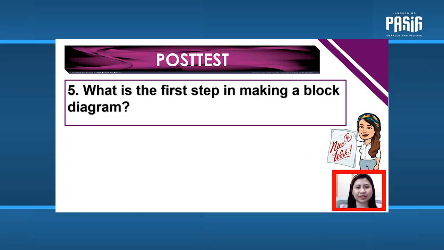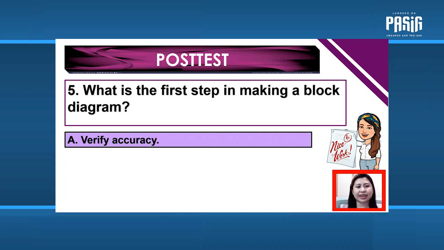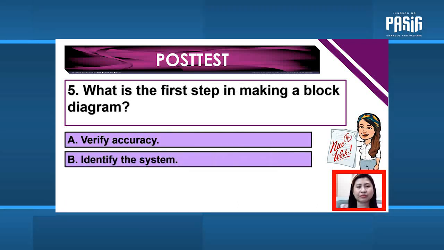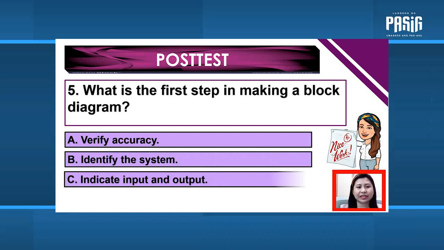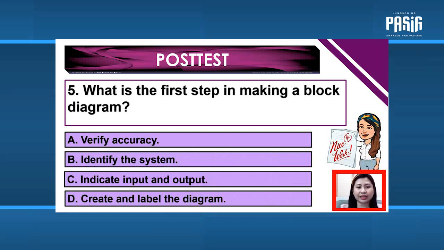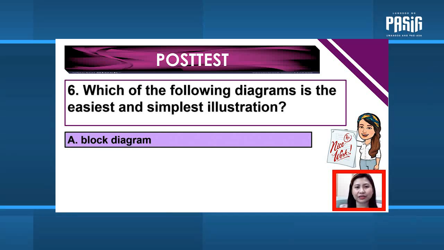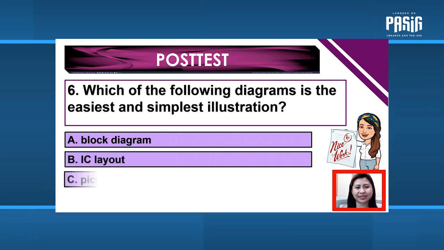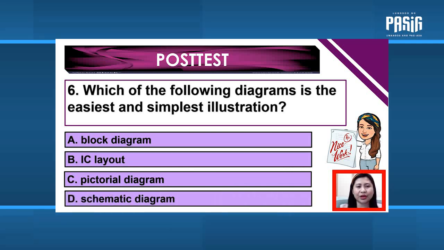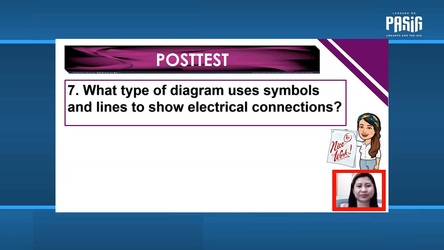5. What is the first step in making a block diagram? A. Verify accuracy. B. Identify the system. C. Indicate input and output. Or D. Create and label the diagram. 6. Which of the following diagrams is the easiest and simplest illustration? A. Block diagram. B. IC layout. C. Pictorial diagram. Or D. Schematic diagram.